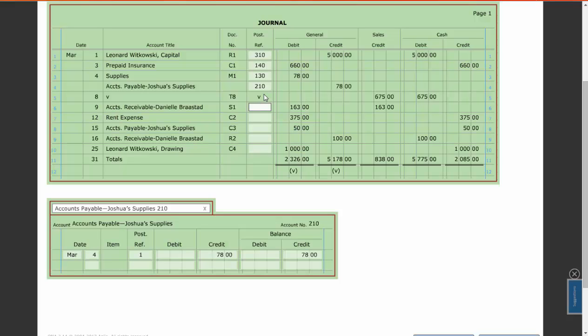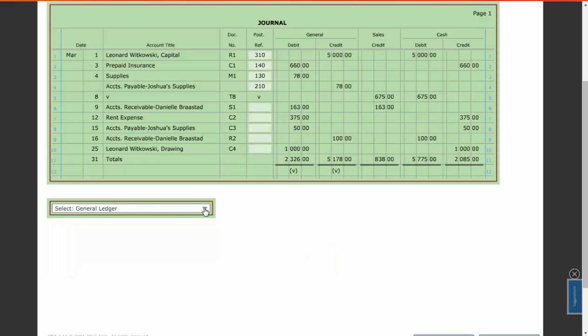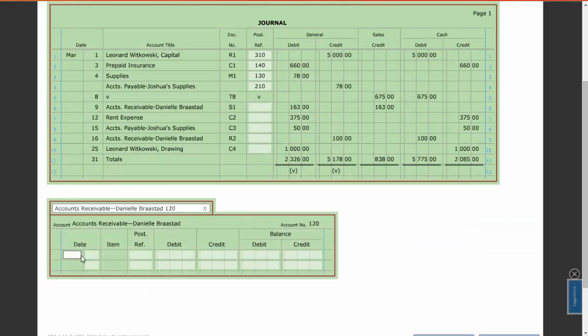Okay? So when we take a look at line number 5 going across, we have a check mark there because, hey, we took care of it. We don't need to do anything. So we skip right over it. And now we're going to go ahead and go to line number 6 for accounts receivable, Danielle Brasted. No transaction in there yet, so I have to get my month. So we're going to do March. And then we're going to do the 9th. Again, Applia is nice. They just skipped right over the item column for you. Post reference is still going to be 1.